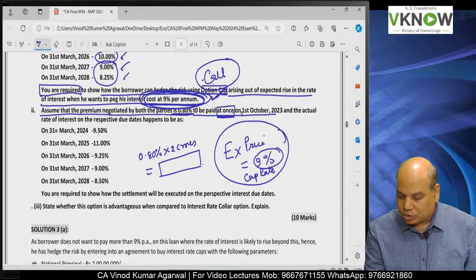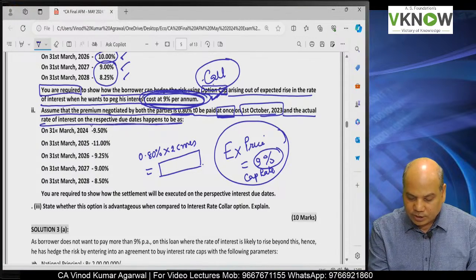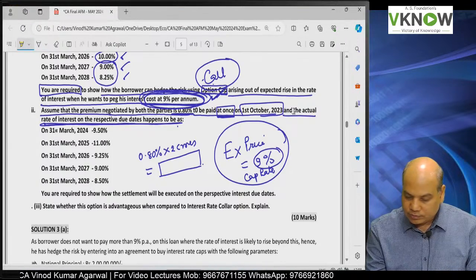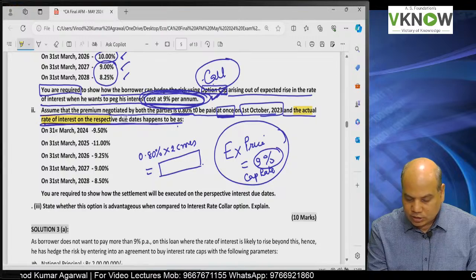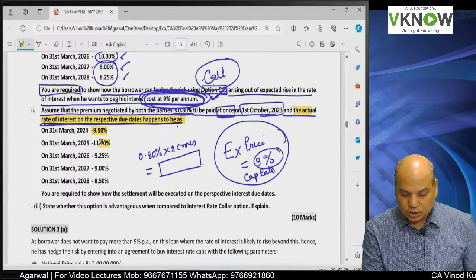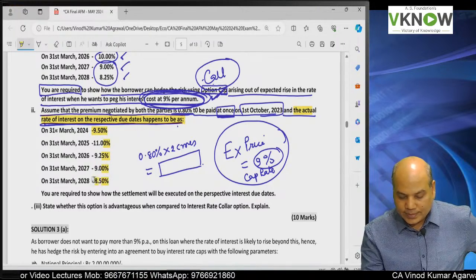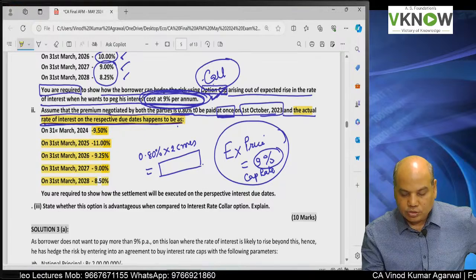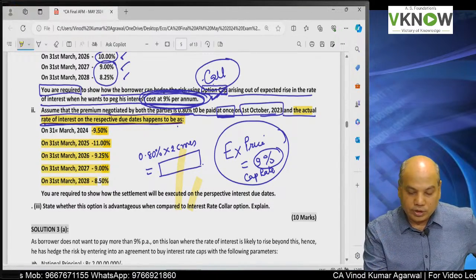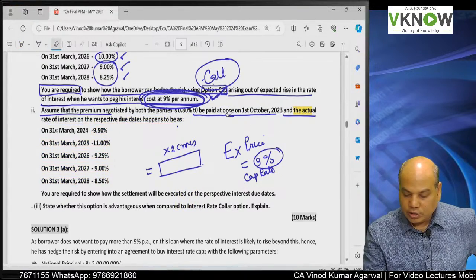one time premium on 1st October 23, and the actual rate of interest on the respective due date happens to be, this line is important, actual rate of interest happens to be. So in order to compute the gain or loss, I need to take actual rate. I don't have to take the projected rate of the RBI. I have to take the actual rate.